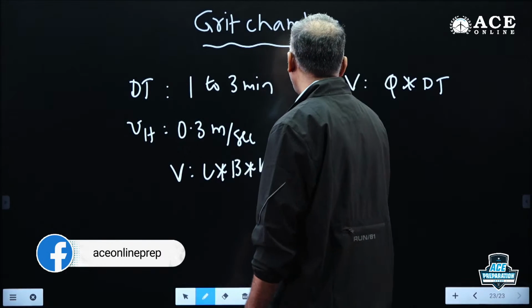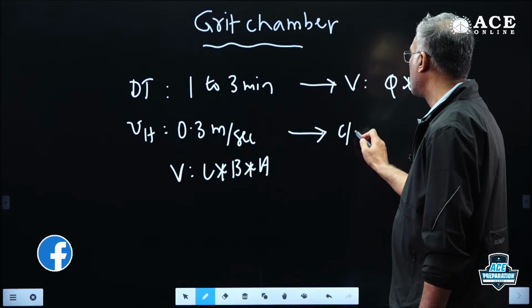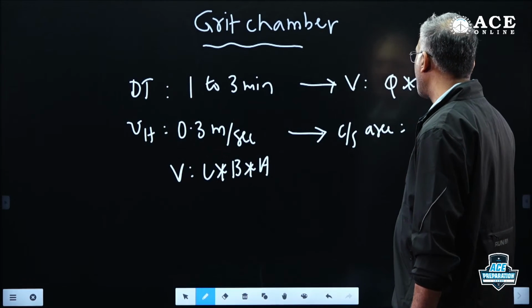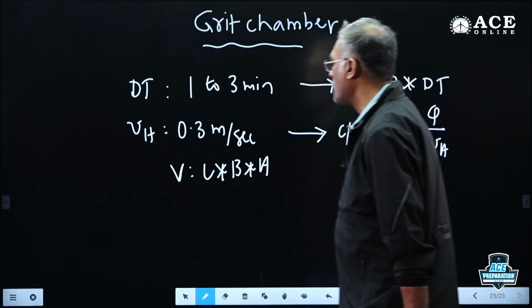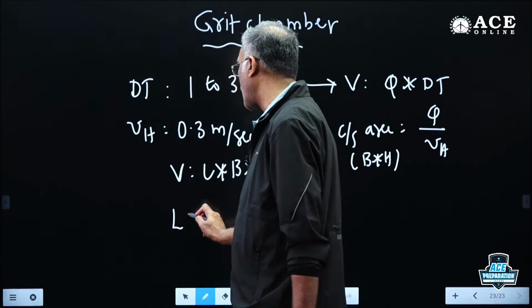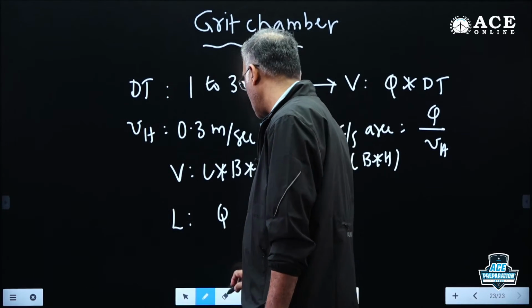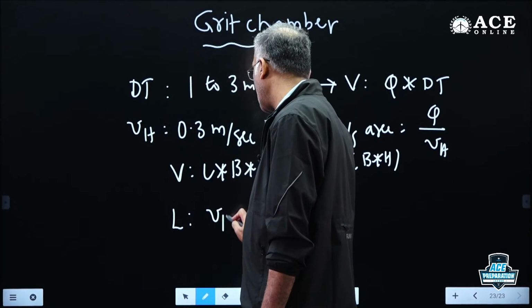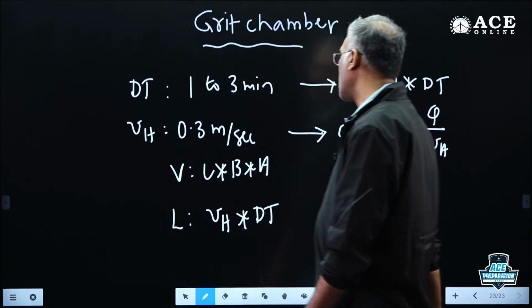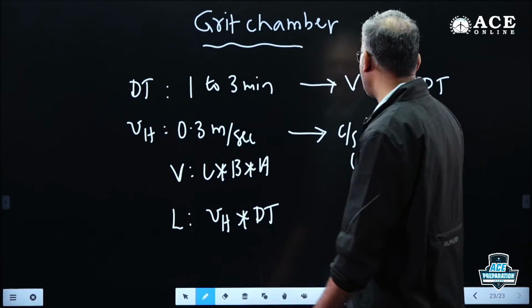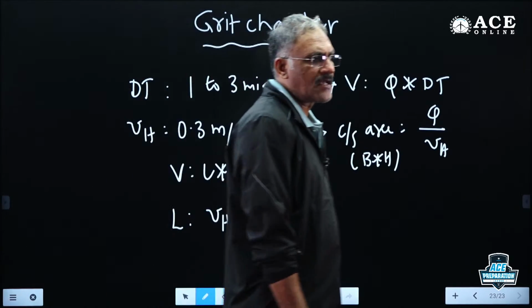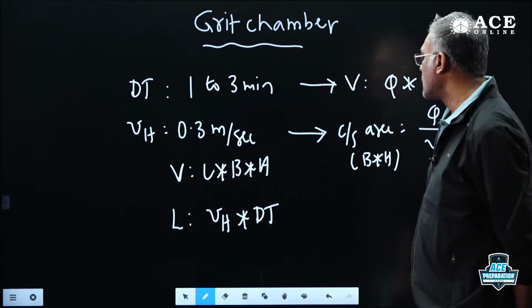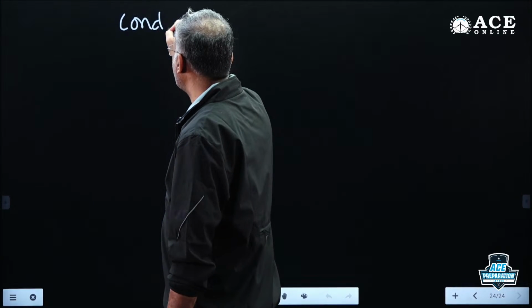So if you know Vh, what you can find out is the cross section area of the grit chamber. Cross section area is Q by Vh. Cross section area is nothing but B into H. So B into H you will get, and the length of the grit chamber you can find out. It is Vh into detention time. The length of the grit chamber you will get. So length you got, cross section area you know, then the B to H relation is given to you. From there you can find the dimensions of the grit chamber. It is not only dimensions, so many things are also expected. The condition for 100% removal of the grit chamber they can also use.